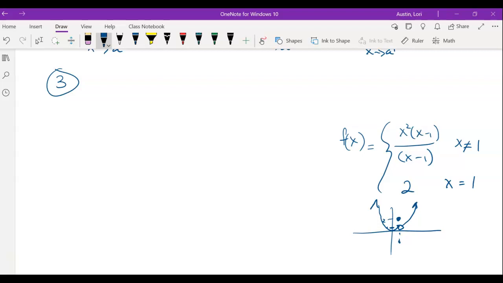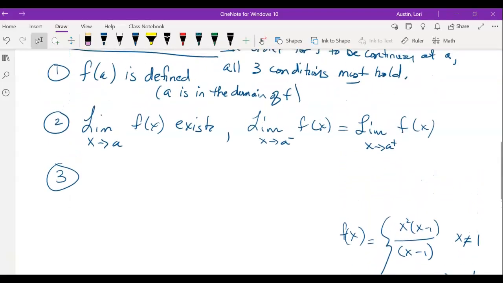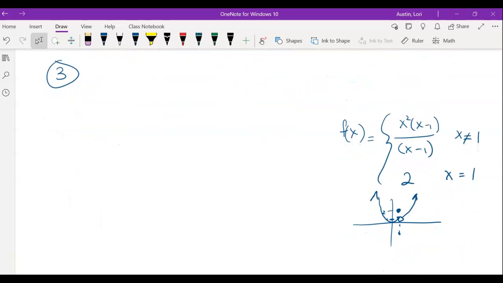Okay, let's go through the checklist on what we have so far. First checklist says, when I look at that piecewise function, is f of a defined? Meaning, I want to check continuity when a equals 1. Well, is my function defined when a equals 1? Yes, I have a value. What is the value when a equals 1? So, if I'm doing my continuity checklist, I'm good. f of a equals 2. I have a defined value.